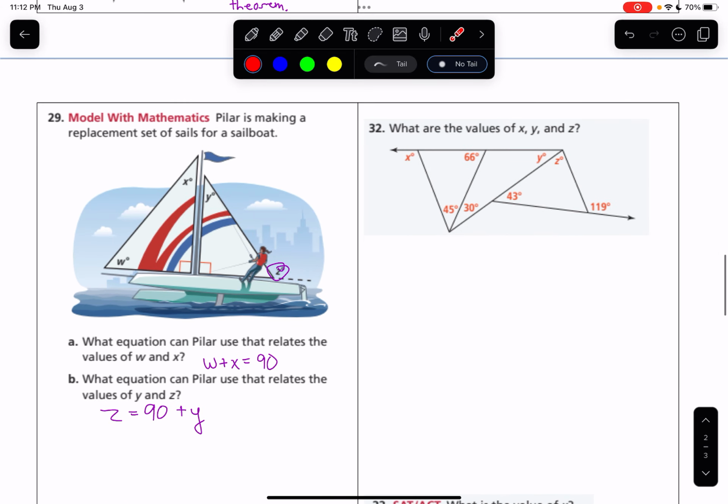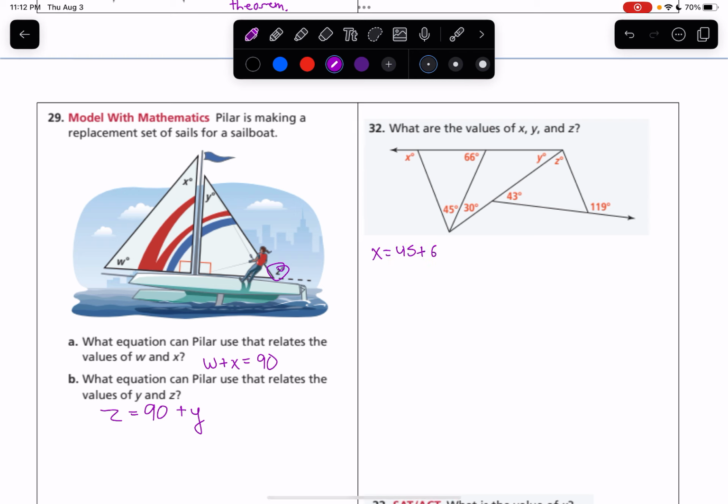Almost done here. What are the values of x, y, and z? Well, for x, I see that, again, it is the exterior angle of two remote interior angles here and here. So I can say that x is equal to 45 plus 66. So x is going to be equal to 111 degrees.